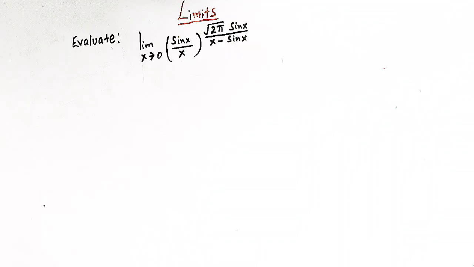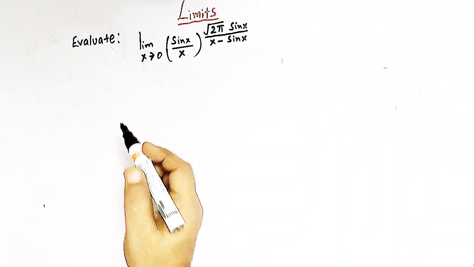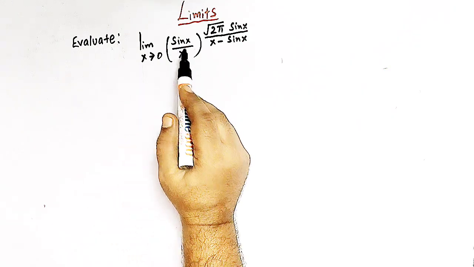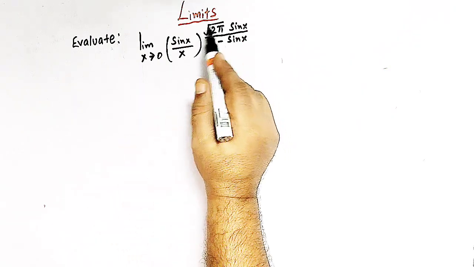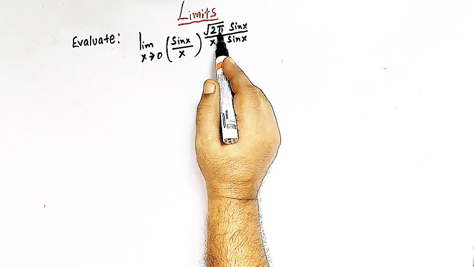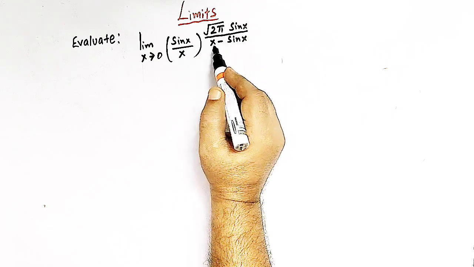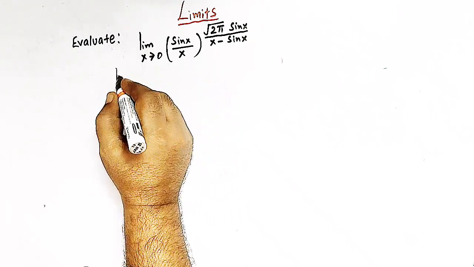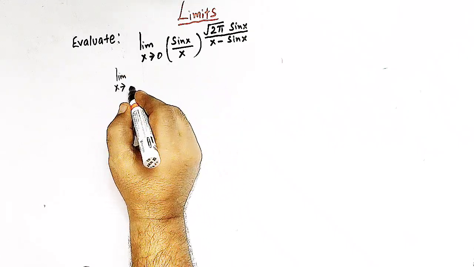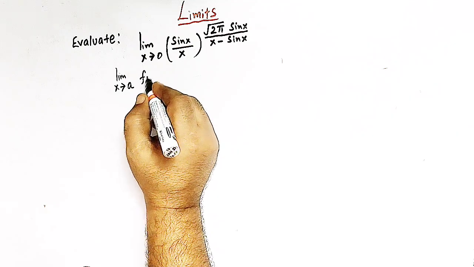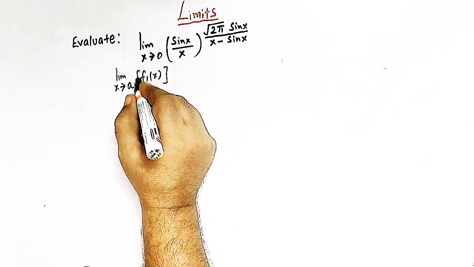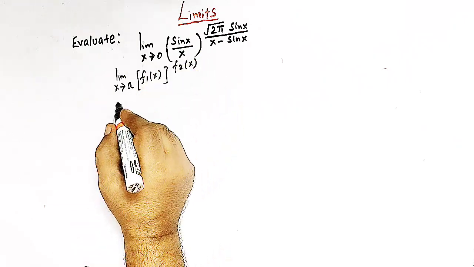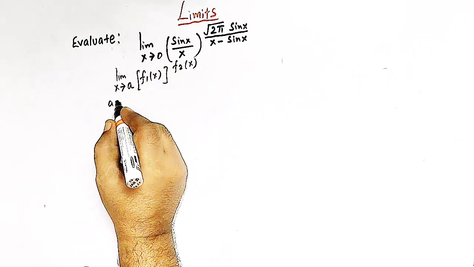So now let us consider one more example. And here we have to evaluate this limit: limit x tends to 0, (sine x over x) raised to the power square root of 2 pi sine x divided by x minus sine x. So here again this limit is of this form, that is limit x tends to a f1(x) raised to f2(x), right? And here a is 0.